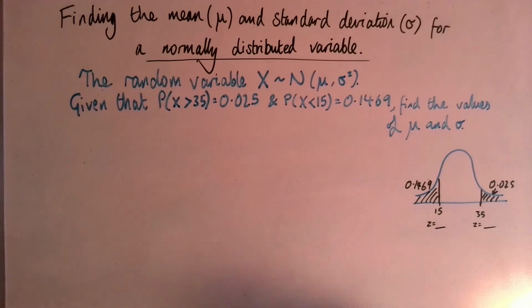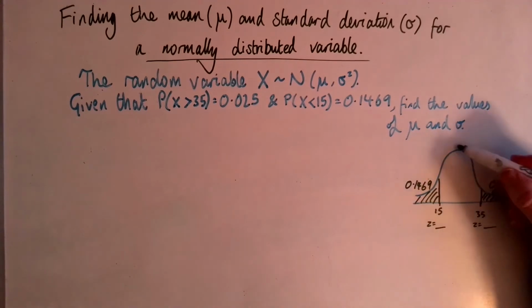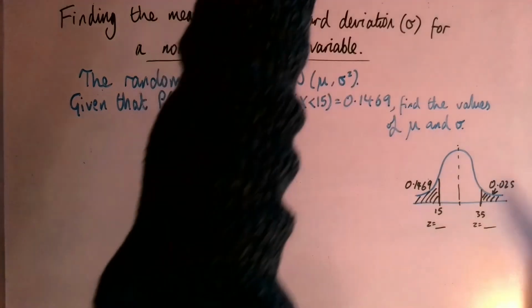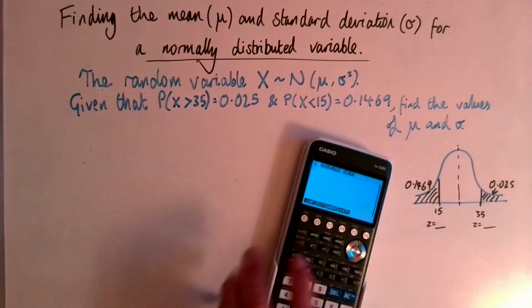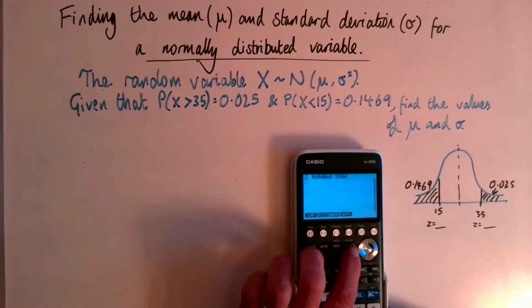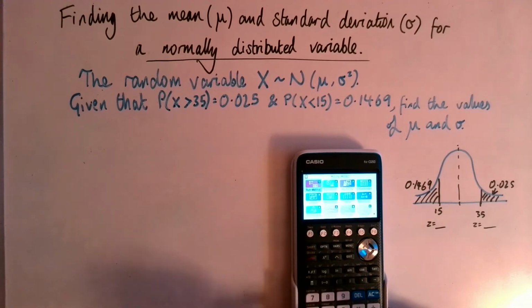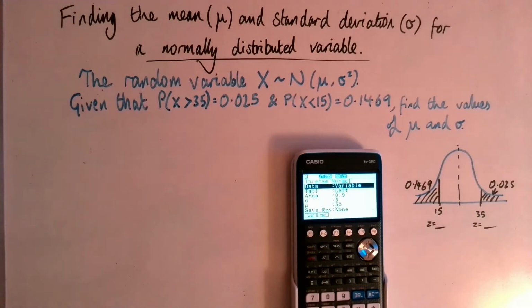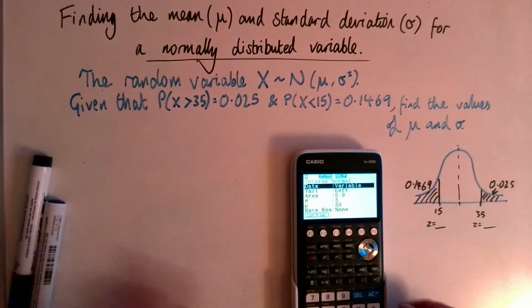Now what we need to find is the z value here and the z value here. The reason for that is that z value tells us how many standard deviations we are away from the mean for both ones. That's going to allow us to set up simultaneous equations. So one step at a time, get the calculator, and we're looking at inverse normal once again.